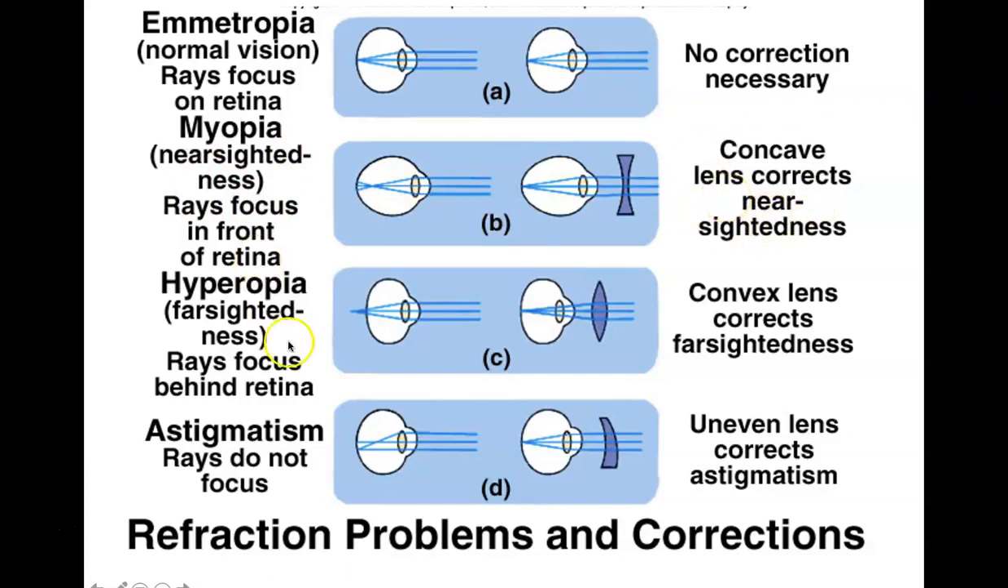In hyperopia, farsightedness, the opposite's the case. The rays are going to focus behind the retina. And so you might put a convex lens on to correct that farsightedness. Astigmatism is going to be a bend somewhere at the front of the eye. And so the rays do not focus. And so what you need is an uneven lens to correct astigmatism. So you can have these lenses as contact lenses or as glasses that will help correct for these different problems.